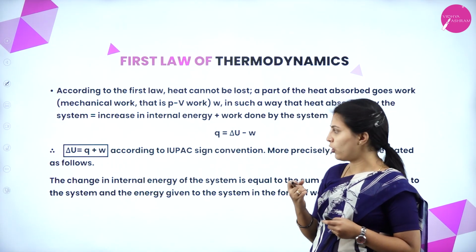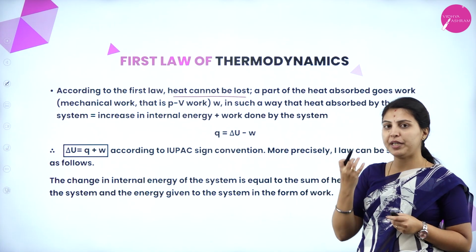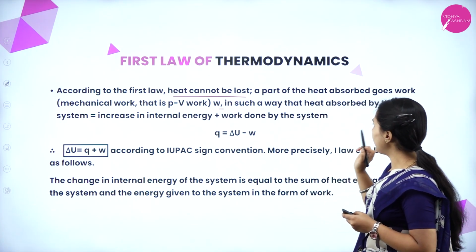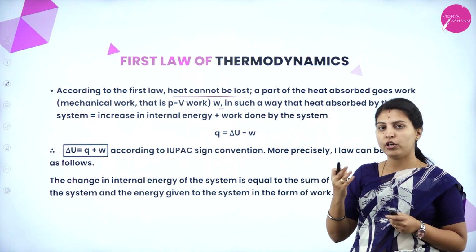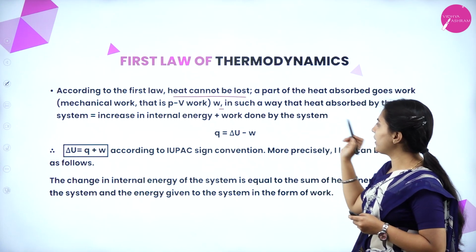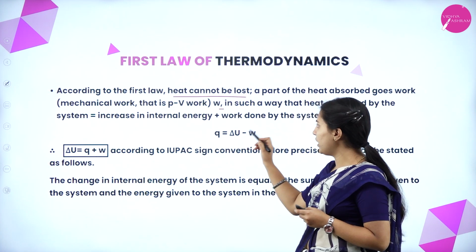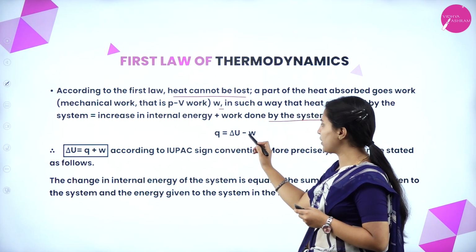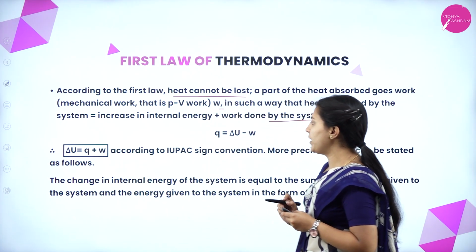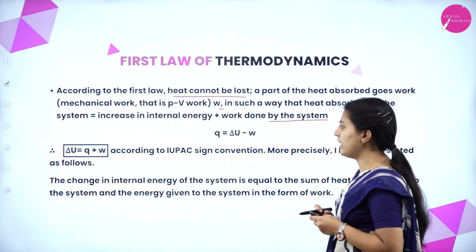According to the first law, heat cannot be lost, but a part of the heat will be absorbed and goes with the work W, in such a way that whatever heat is absorbed by the system will be equal to the increase in internal energy plus the work done by the system. This is heat, this is internal energy, this is work done by the system, that's why minus W. Therefore, internal energy change is Q plus W according to the IUPAC sign convention.